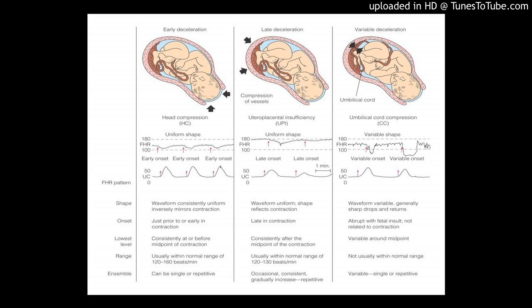Okay. The bottom printout on the strip is a contraction pattern. So you're going to see rises and falls, those little mountains. These are your contractions. And that's where we talked about the duration, the intensity, and the frequency. So you've got these two different things on your printout.